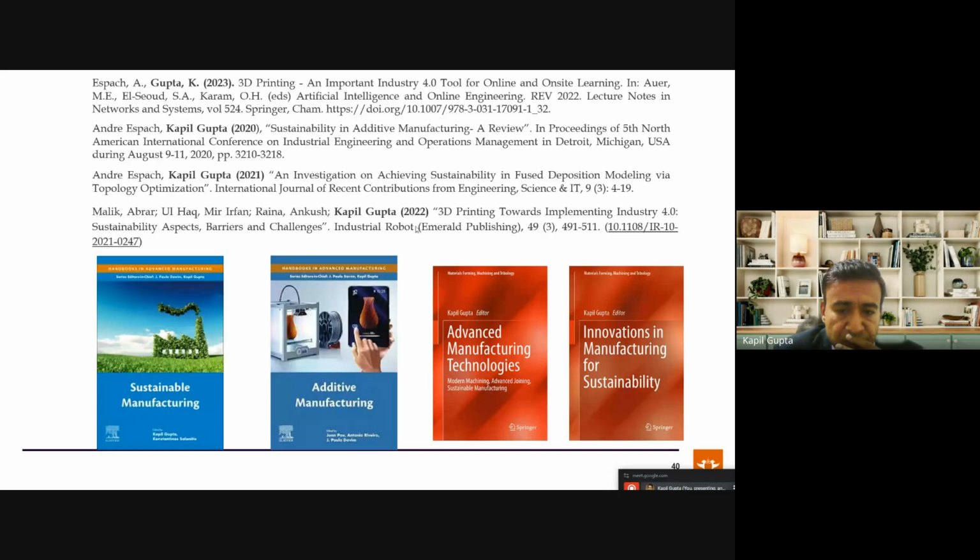My own contribution: I basically work on sustainability interventions for advanced machining, but I have carried out a few works in additive manufacturing. Also, in some of the books, I have published some chapters on this 3D printing topic.